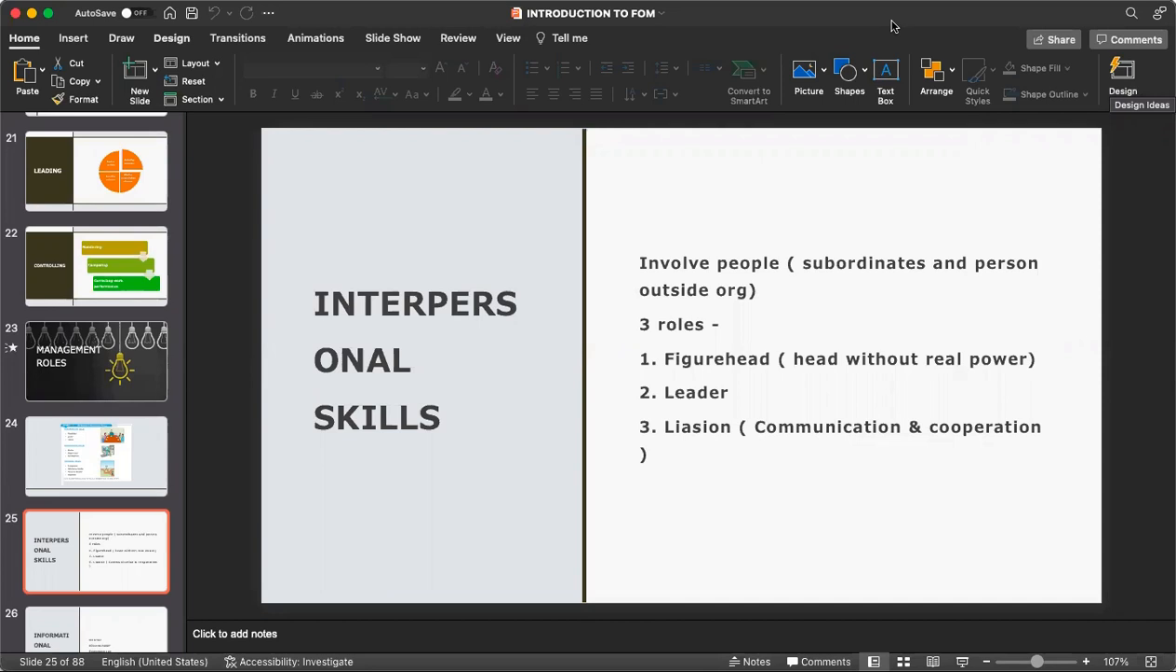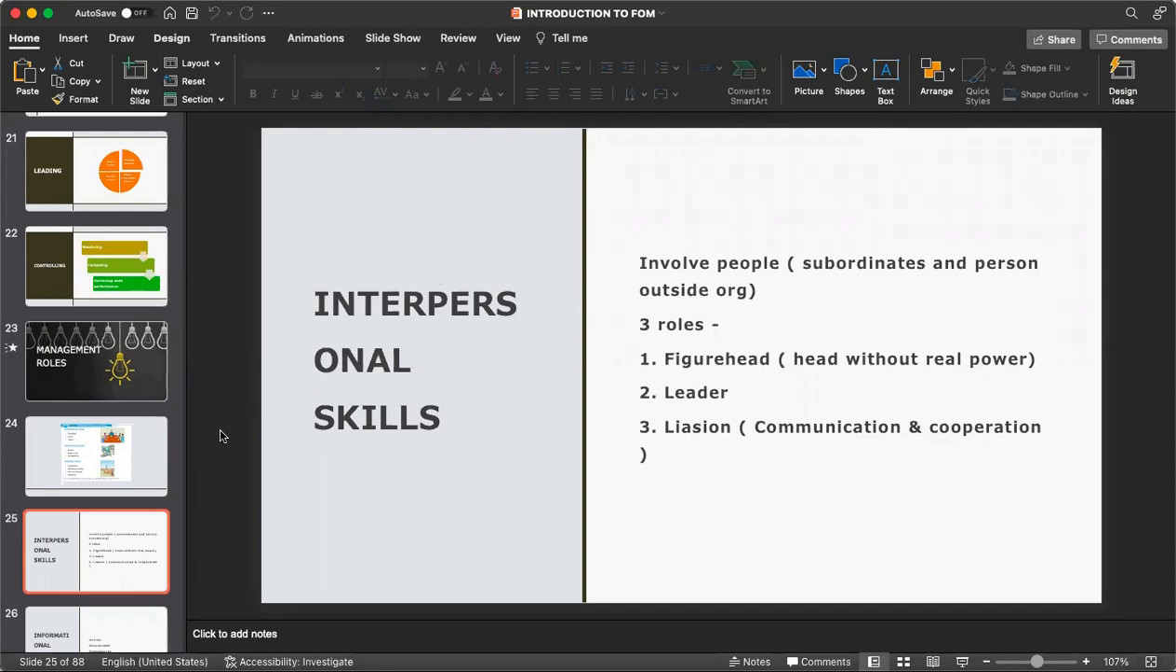Interpersonal skills, guys, clear? Figurehead, leader, and liaison. Yes, definitely, yes. Sure. Let's move to the next part then.